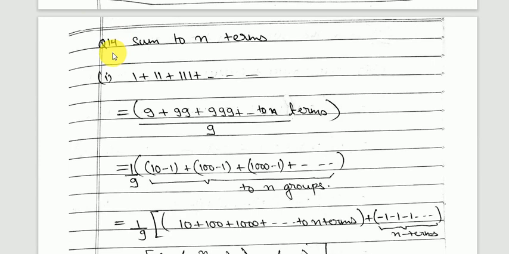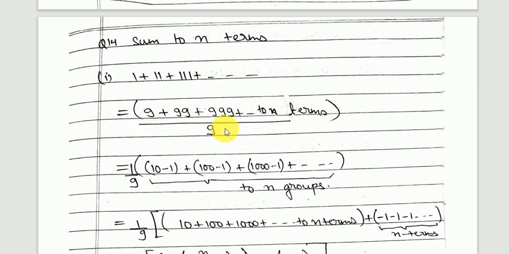Next is question number 14, sum to n terms. The series is 1 plus 11 plus 111 plus and so on. Right now if you see, this is neither in AP nor in GP. But we can convert this into GP. How can we do it, let's see. So what we'll do is multiply throughout by 9 and divide by 9. Doing so, we'll get (9 plus 99 plus 999 plus so on till n terms) and whole divided by 9.